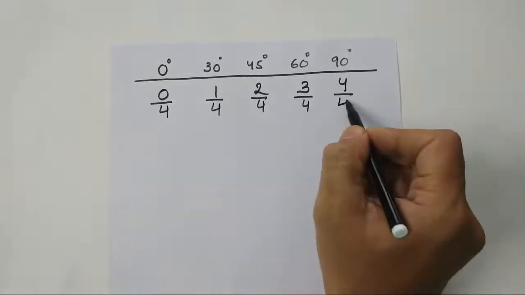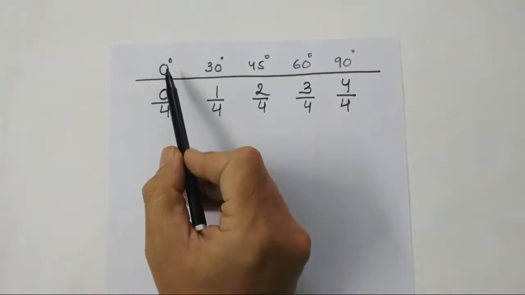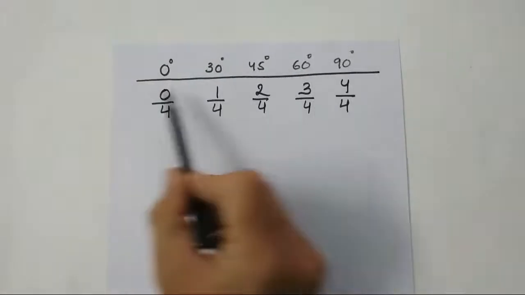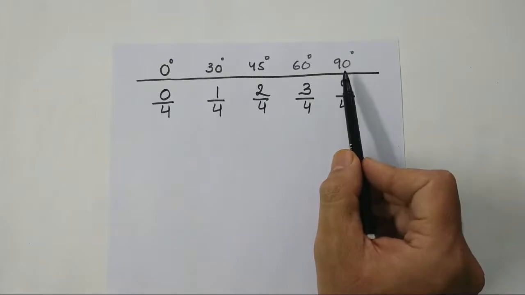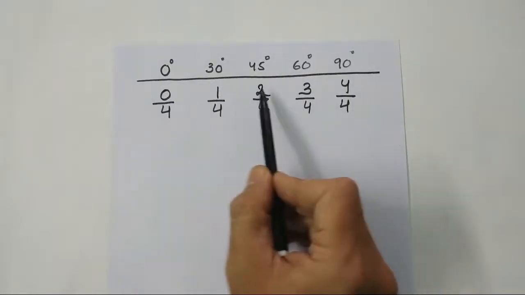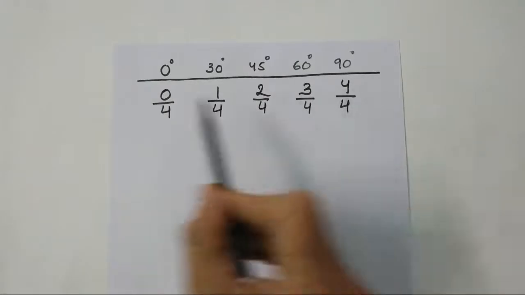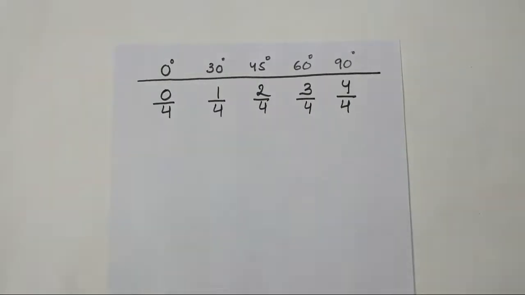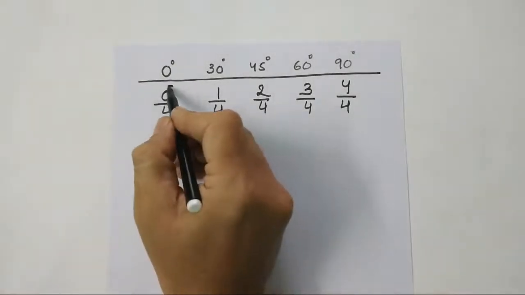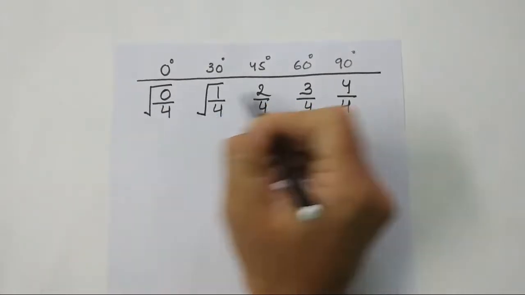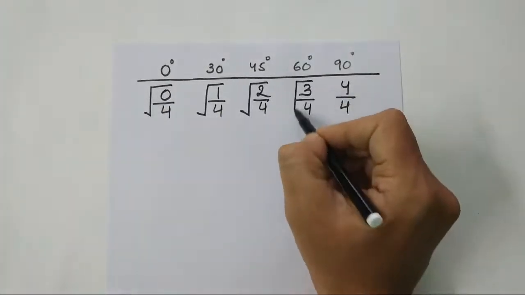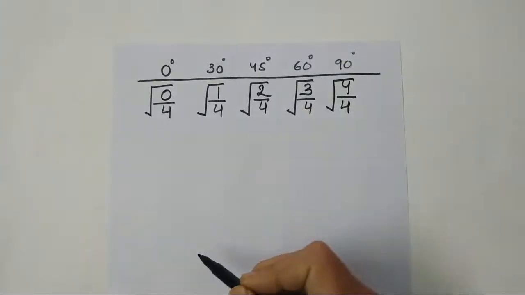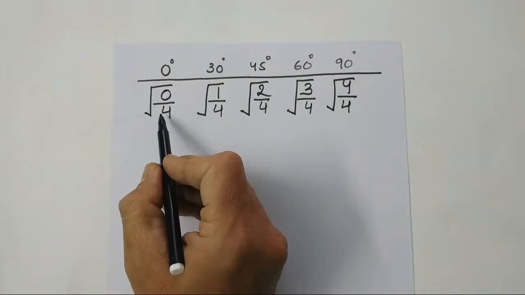It is a very simple method. First you write 0 degree, 30, 45, 60, 90. These are the standard degrees which are used in trigonometry. Then you write down 0, 1, 2, 3, 4 under each, and then divide each number by 4. This is the standard number which is used. Higher studies you will do in 11th class. After that, you take the square root of the fractions which you have got. So do the square root of these numbers and write the answer below it.